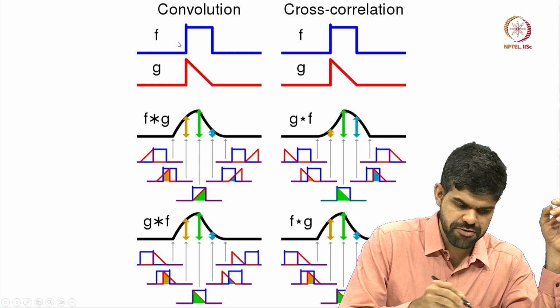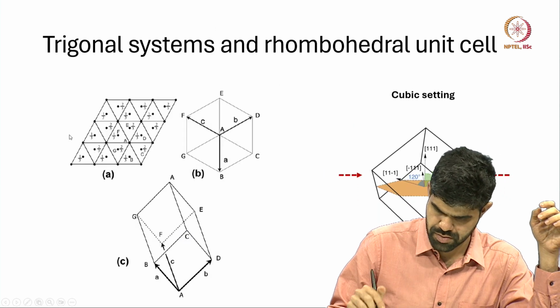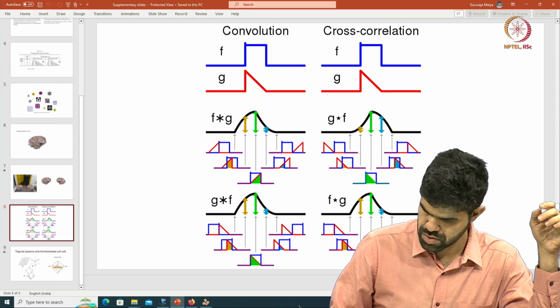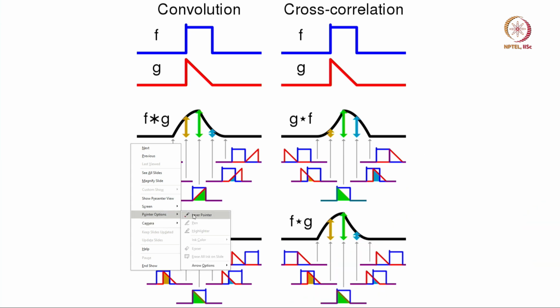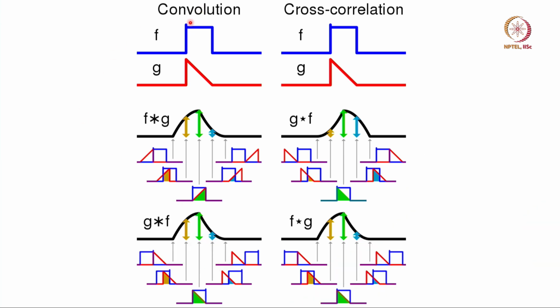So, I have a function f, which is asymmetrically defined. f is not a symmetric function about x equal to 0; there is this small bump here. I have a function g which is like this. When I do the convolution operation, first I do g of r minus r prime. So, there is a minus r prime, and g gets inverted, or mirrored, about the y axis.